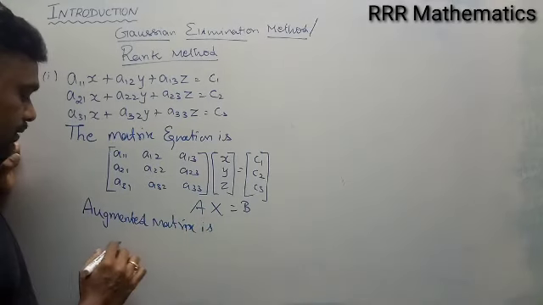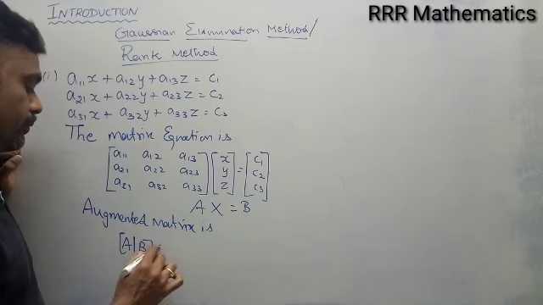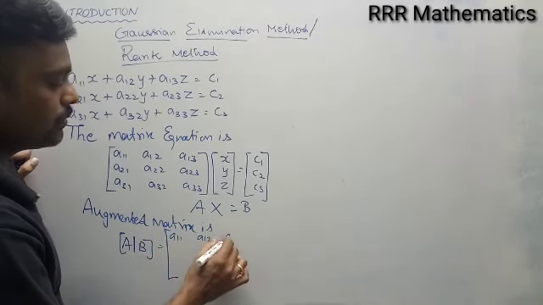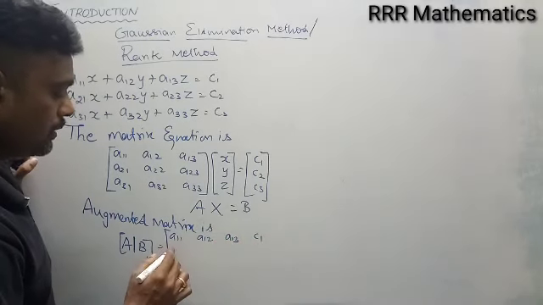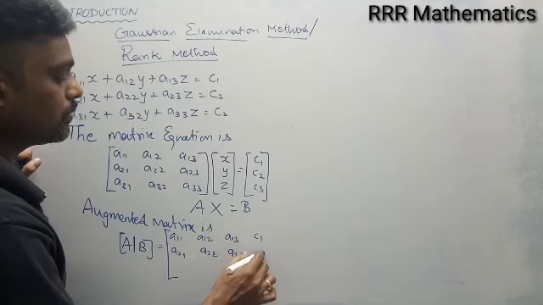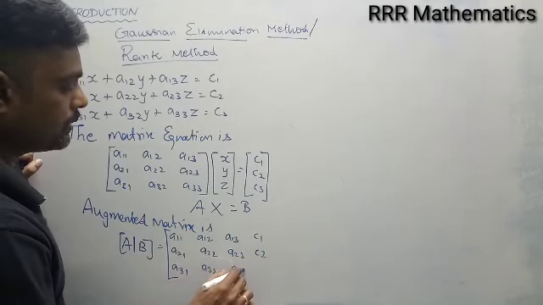Now the augmented matrix. The augmented matrix is: write A and B together. a11, a12, a13, c1. a21, a22, a23, c2. a31, a32, a33, c3.